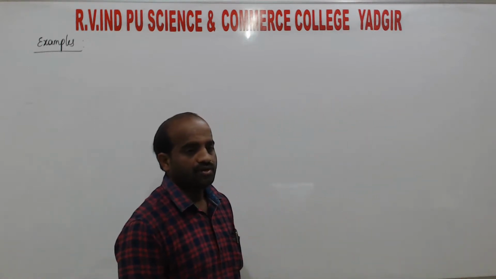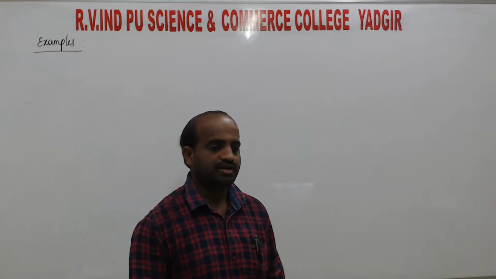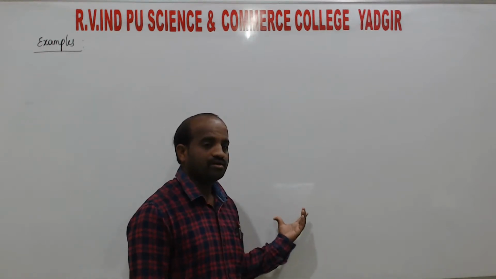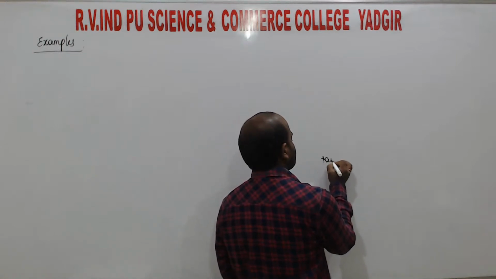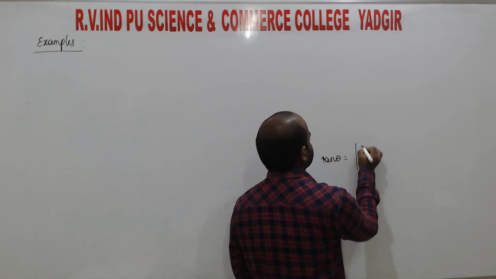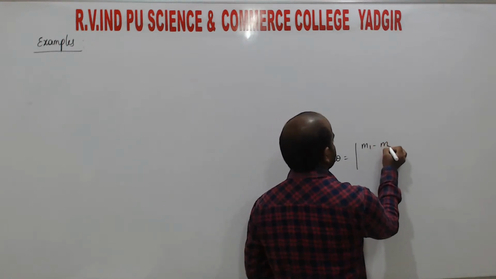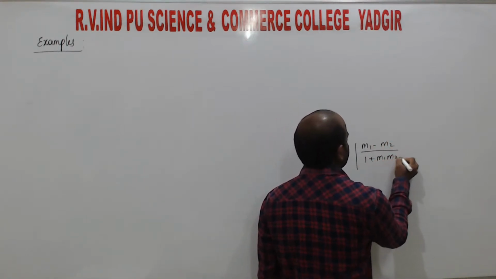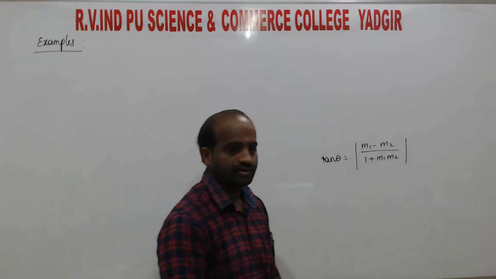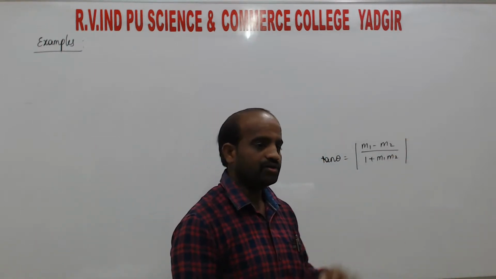Okay. Now, last session we have discussed the angle between two lines. Angle between two lines whose slopes are m1 and m2. Now, tan theta is equal to what? Modulus of (m1 minus m2) divided by (1 plus m1 into m2). Okay, this is the angle between two lines.